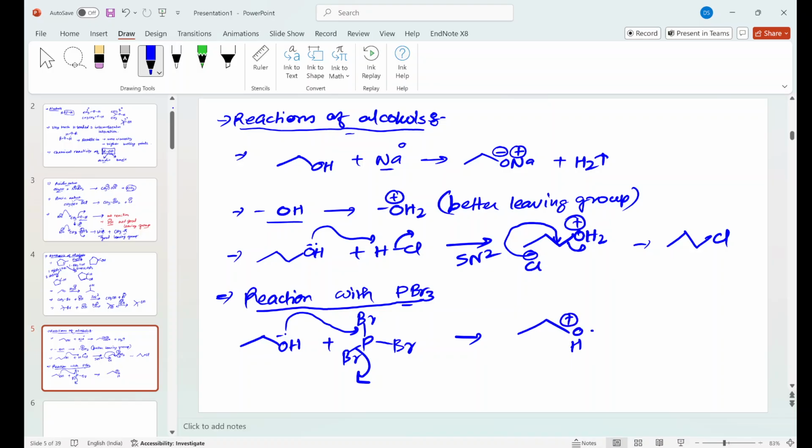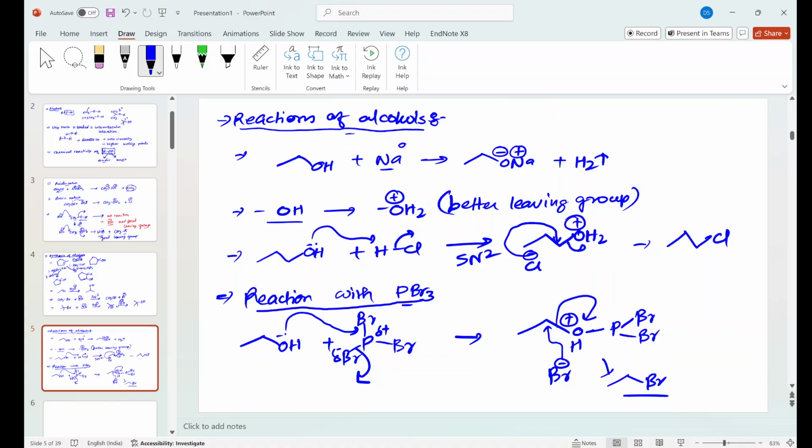And what it will form, positive on oxygen, and then Br, Br. So here you will have delta minus and delta positive, so that oxygen will attack on the phosphorus center. Okay, so now what you have to do, the bromide can attack here, and you will get your desired compound.